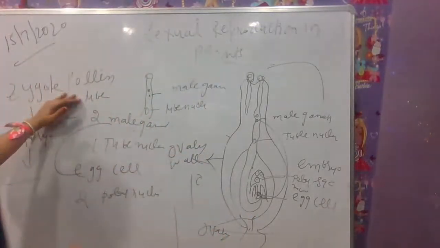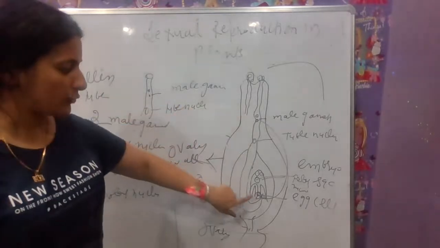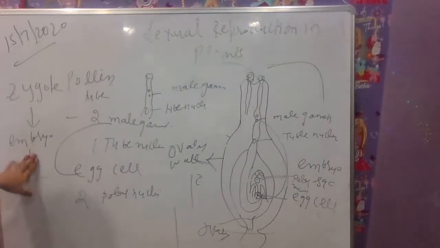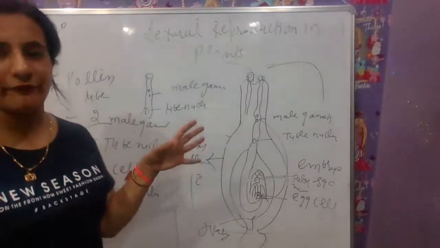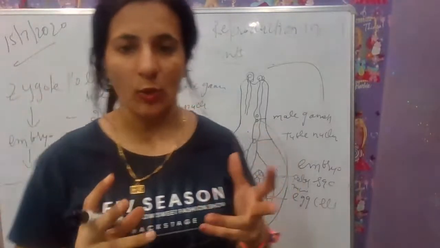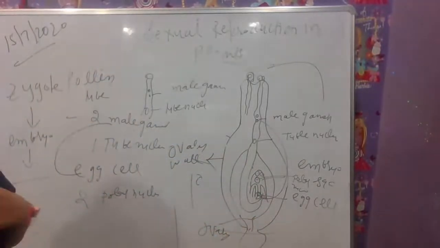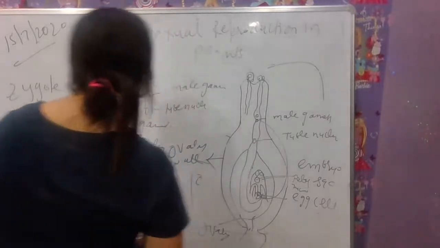So one male gamete out of two fuses with egg cell. It will form zygote. Zygote will form embryo. And this process is called fertilization, and it is also called syngamy. Clear hai?